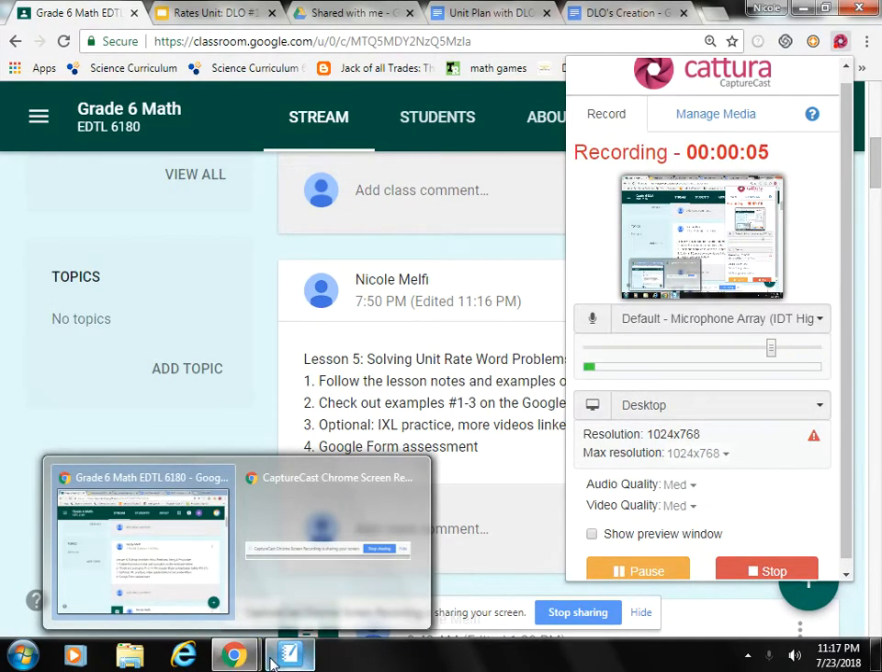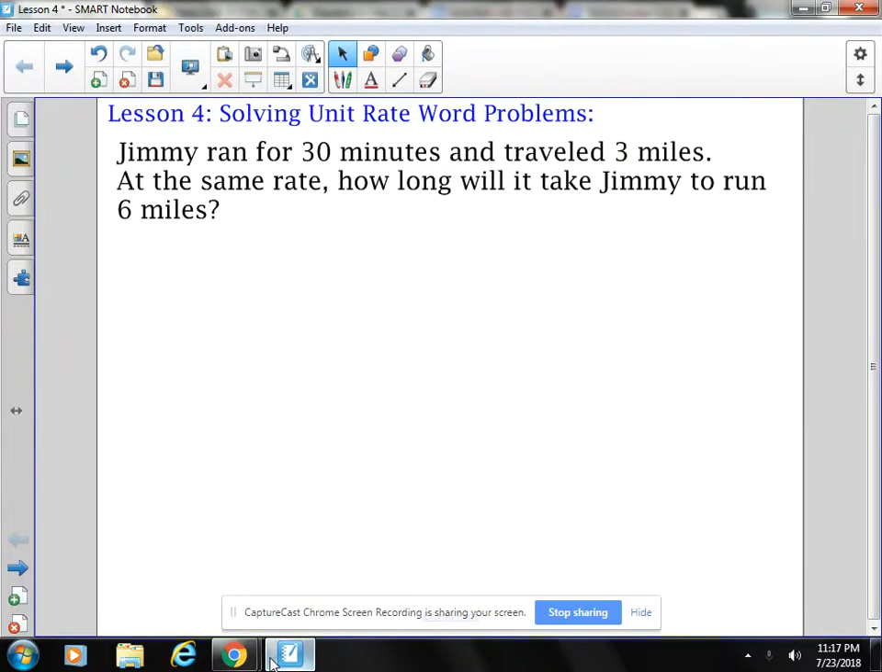Hello class. Today we are going to look at lesson 4, solving unit rate word problems. There is a web page that explains how to solve multi-step word problems involving unit rates. I wanted to show you an example here on the smartboard.